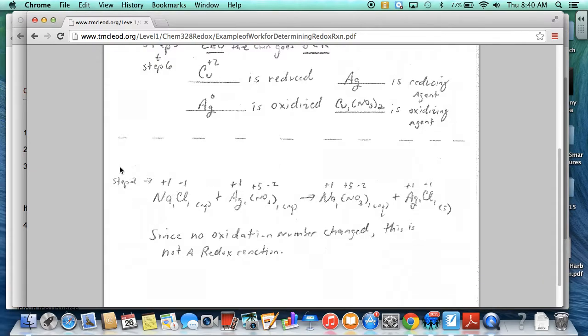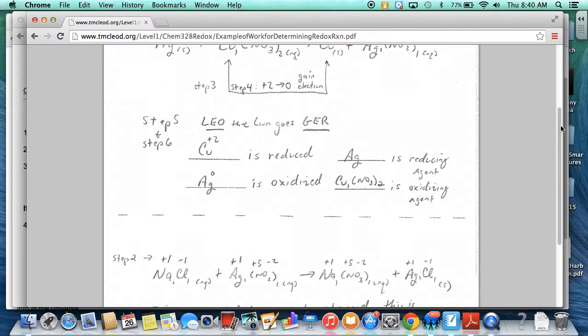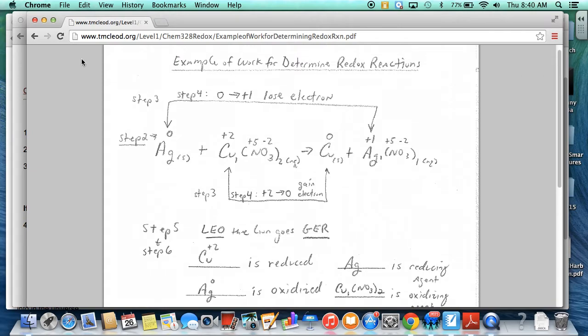Again, for this one, I did the same exact analysis, except when I get through all the oxidation numbers of everybody, the Na has a +1 on the reactant side. It has a +1 on the product side. Cl has a -1, -1. Silver has a +1, +1. N has a +5, +5. O has a -2, -2. So there are no oxidation number changes, so it's not a redox reaction. And again, that doesn't mean it's not reacting. It just means it's not a redox reaction.